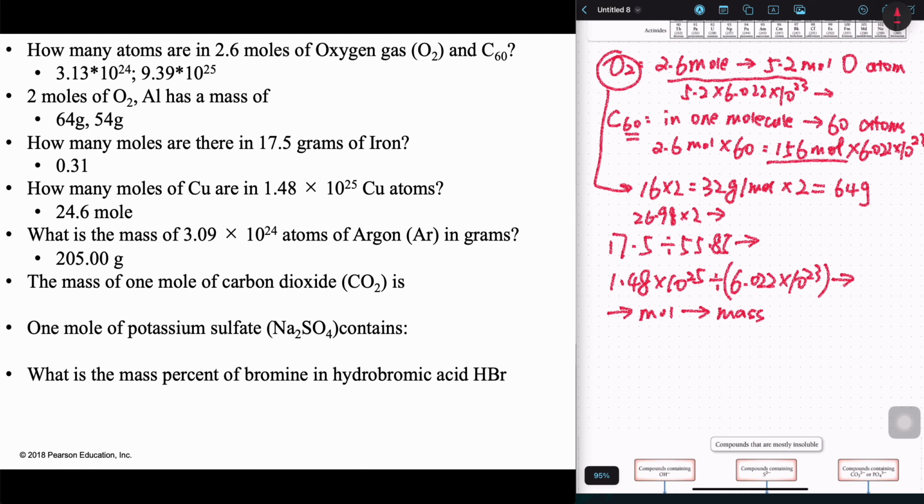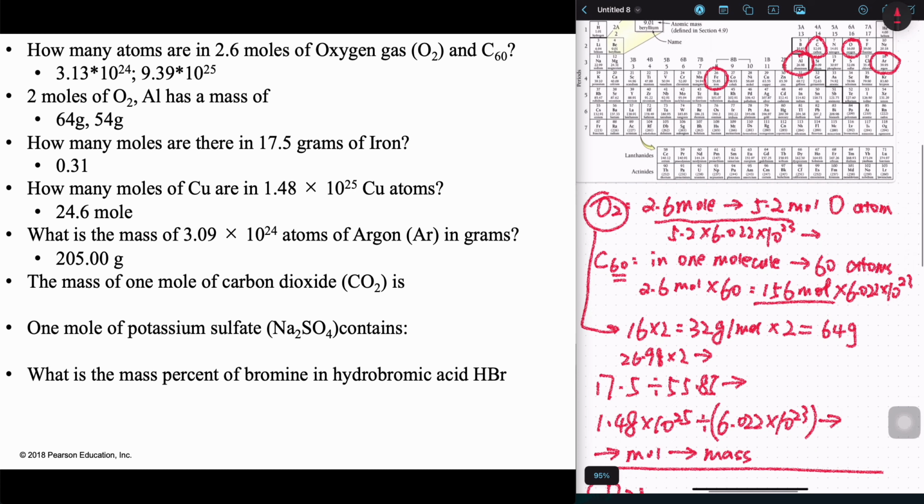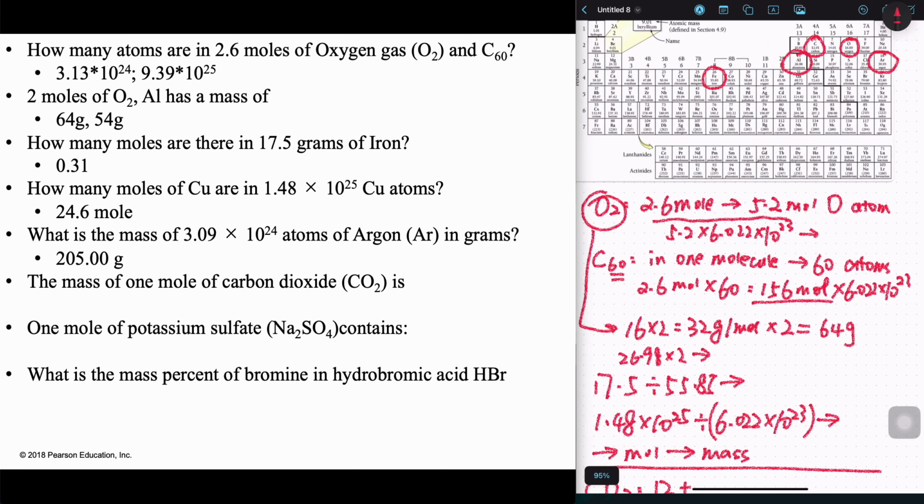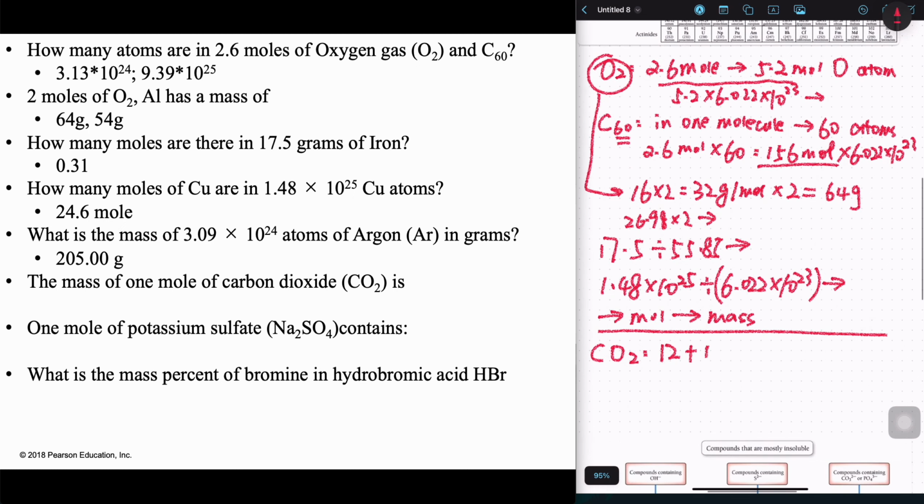Okay, next question. The mass of 1 mole of carbon dioxide. So again, this is a question asking you to convert the number of mole into the mass. We need to rely on our periodic table and find out the molecular mass of the carbon dioxide. For the carbon dioxide, it has 1 carbon, which gives us the atomic mass of 12, right? It has 2 oxygen. For 1 oxygen, its atomic mass is 16. So we use 16 times 2. This will give us 44 gram per mole. So in this case, the mass of 1 mole of the carbon dioxide will be 44 or 44.01 if you want to be precise.